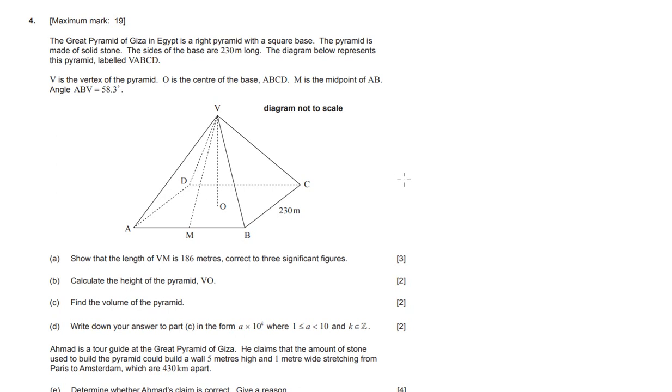All right, so here's number 4. The Great Pyramid of Giza in Egypt is a right pyramid with square base. The pyramid is made of solid stone. The sides of the base are 230 meters long.